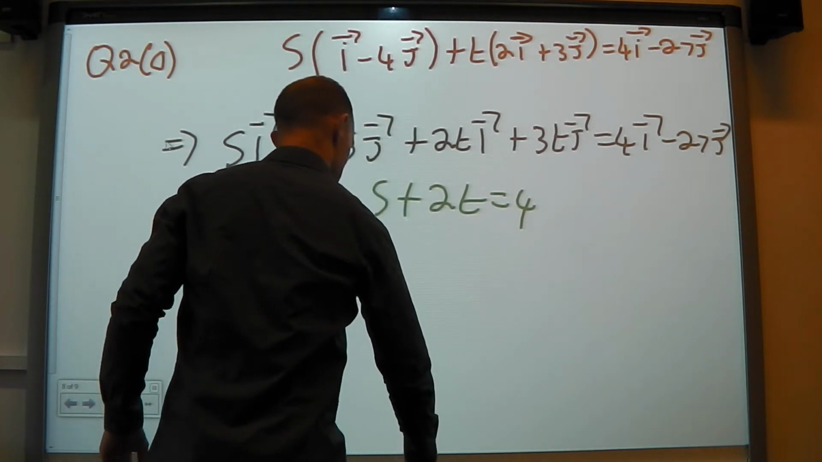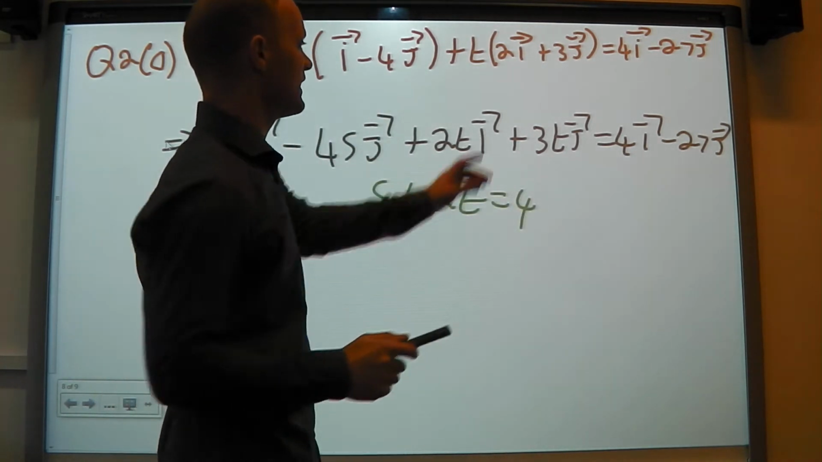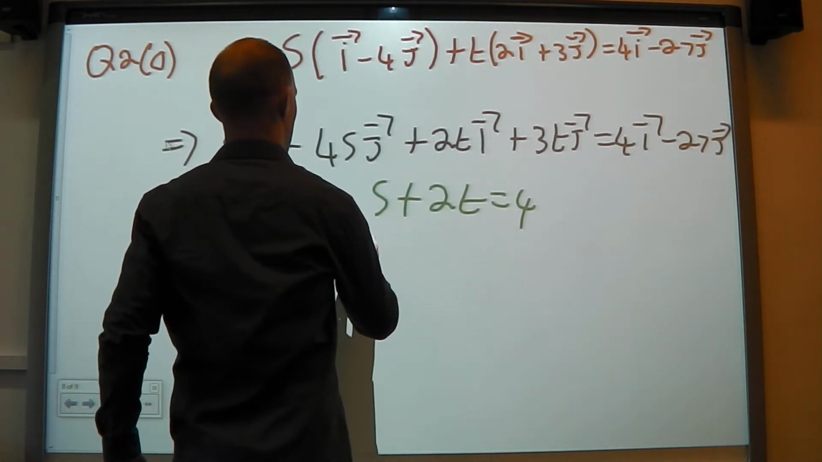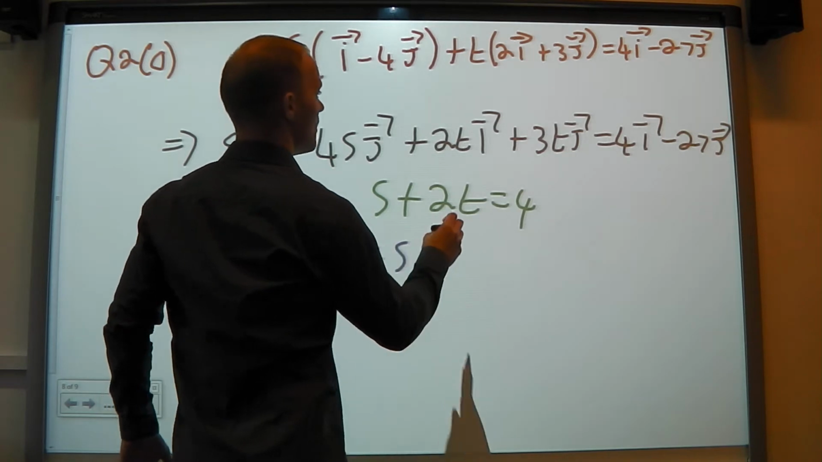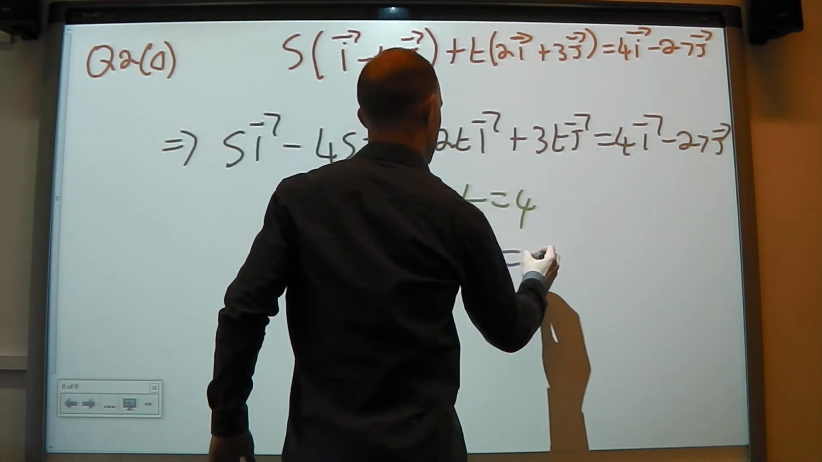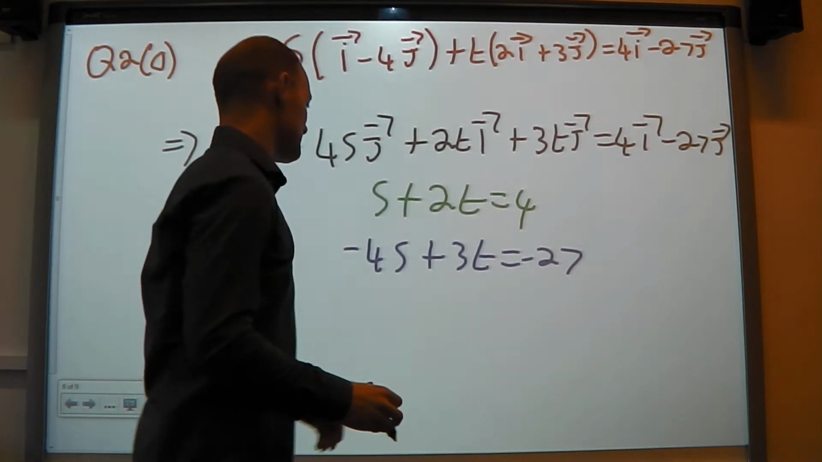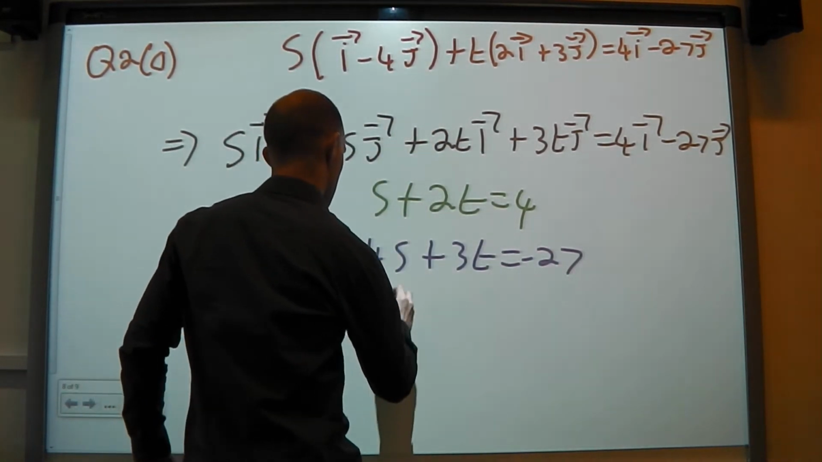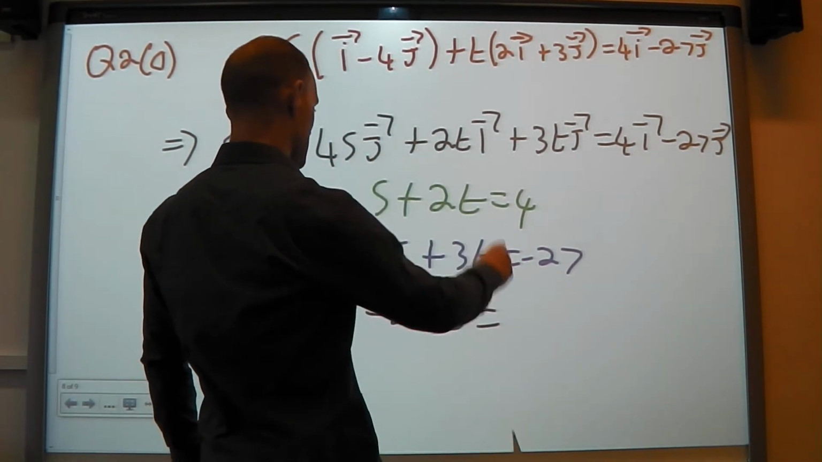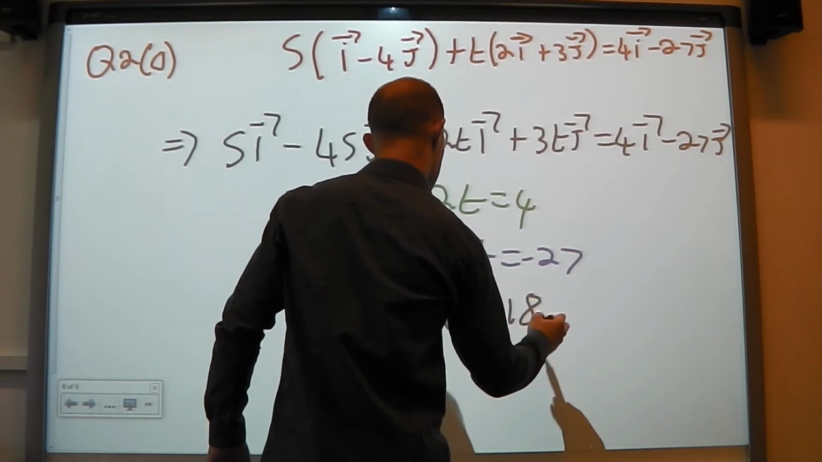Now on our next line, we're going to have the coefficient of the j vector. It actually works out better. So it's negative 4s plus 3t is equal to negative 27. Now that implies that 3t is equal to 18. That implies that t is equal to 6.